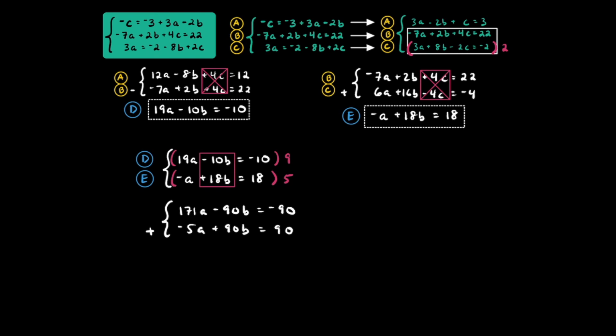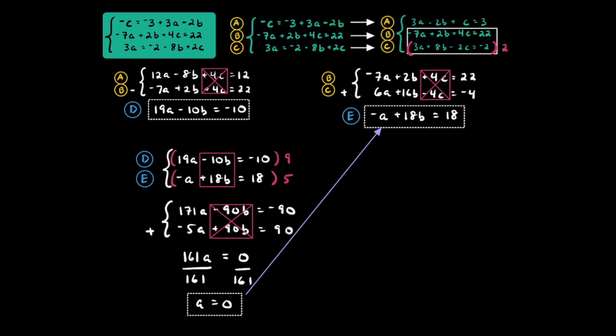Let's add these two equations. 171a plus negative 5a is going to be 161a. Negative 90b plus 90b is going to be eliminated, and negative 90 plus 90 is going to be 0. Dividing both sides by 161, we're going to find out that a is equal to 0.